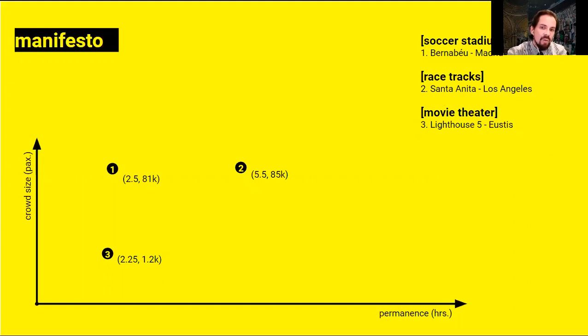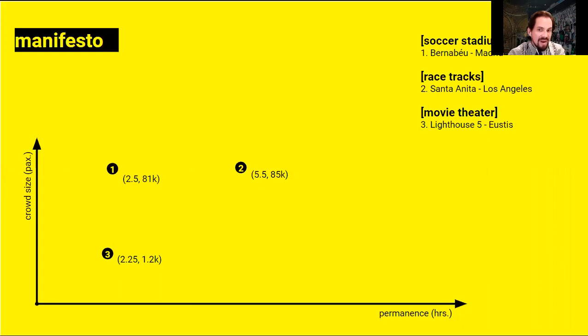For the stadium, we'll take the Bernabeu in Madrid, which is of a standard large size and is in a city to which soccer matters. We'll map it here under point one, under the coordinates 2.5, 81,000, which means the crowd size will be 81,000, the stadium seating capacity, and the duration of the stay will be roughly 2.5 hours, the length of a soccer match plus some wiggle time before and after.